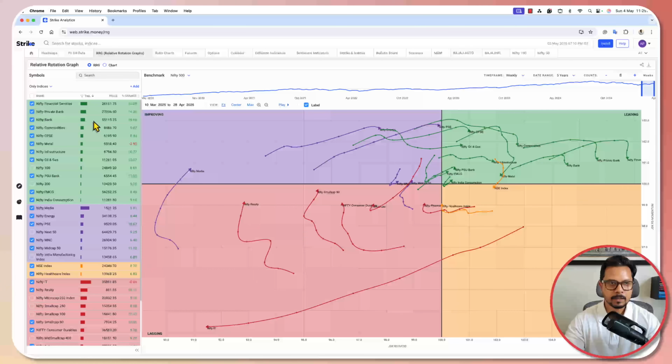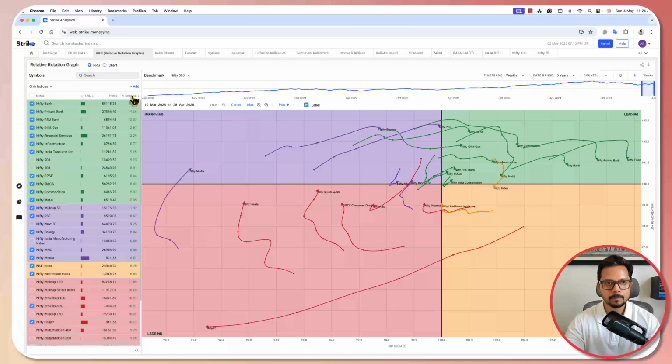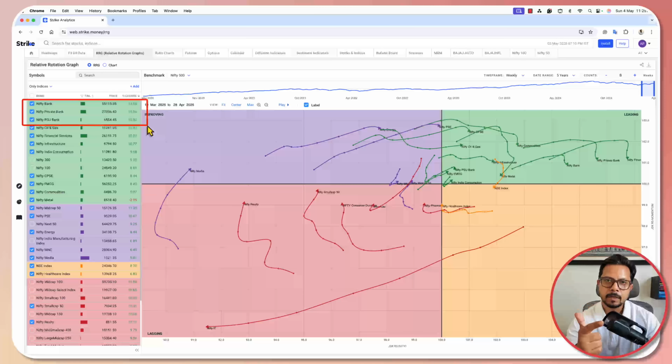So I see there's quite a bit of names in the leading quadrant. Let me sort in terms of percentage change, and I'm not surprised to see Nifty Bank, Nifty Private Bank, PSU Bank right at the top. Because if you remember, it was the Nifty CNX Finance which hit an all-time high first, I think 3 weeks back, and then it was followed by the Bank Nifty, fueled by the private banks. So the financials, the finance, the private banks, the Bank Nifty are the ones which had shown leadership. And that's why they are right on top over there.